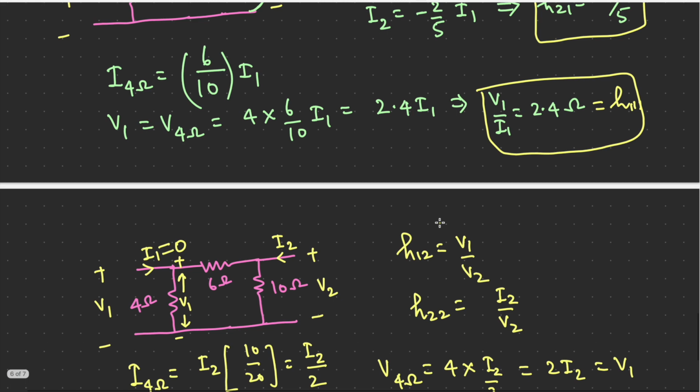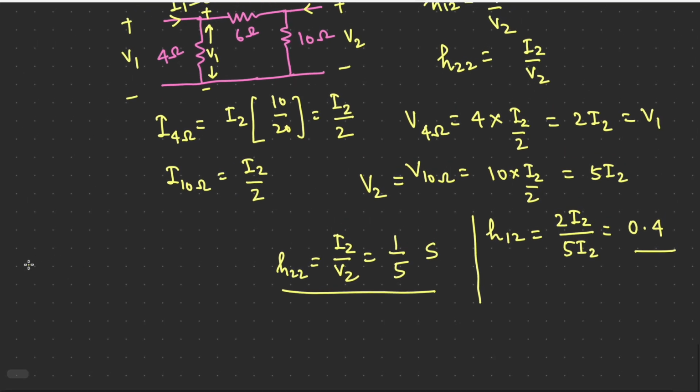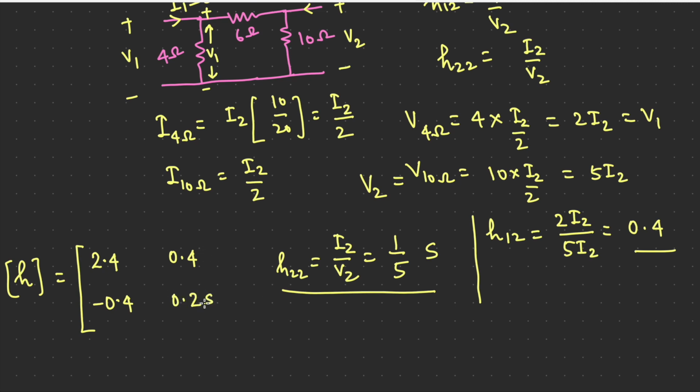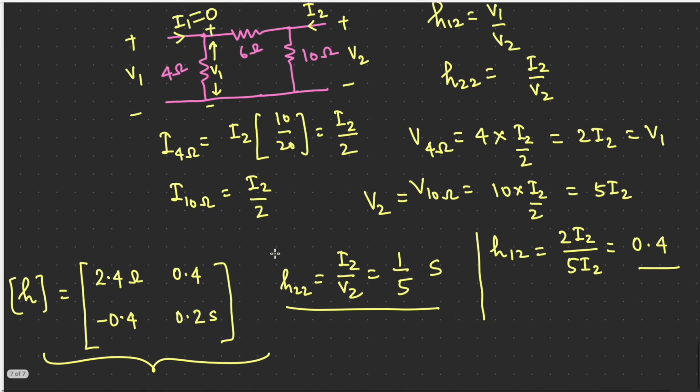So let's write all the H parameters together. So the calculated H parameters are: H11 was 2.4, H21 was minus 0.4, H12 is plus 0.4, and H22 is 1 by 5, that is 0.2. Siemens, this is ohm, and this is how we can find out the H parameters of the given circuit.